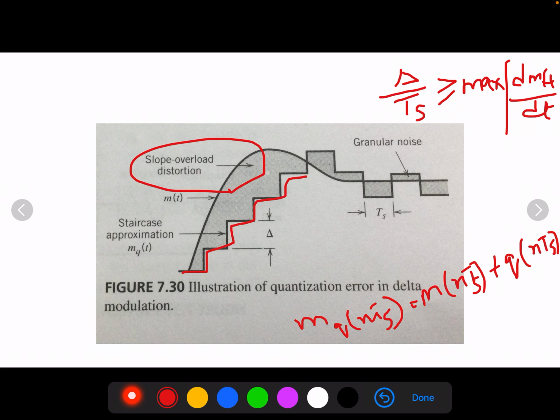In contrast to slope overload distortion, granular noise occurs when the step size delta is too large relative to the local slope characteristics of the input waveform m(t), thereby causing the staircase approximation mq(t) to hunt around a relatively flat segment of the input waveform. This phenomenon is illustrated here. Granular noise is analogous to the quantization noise in the PCM system.